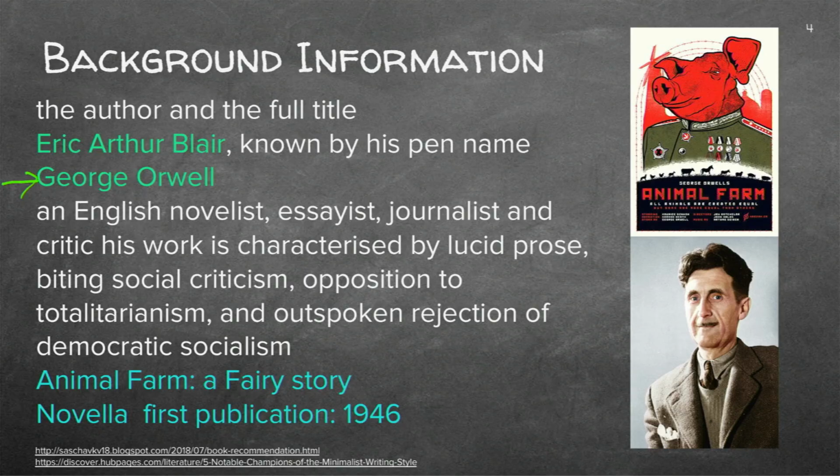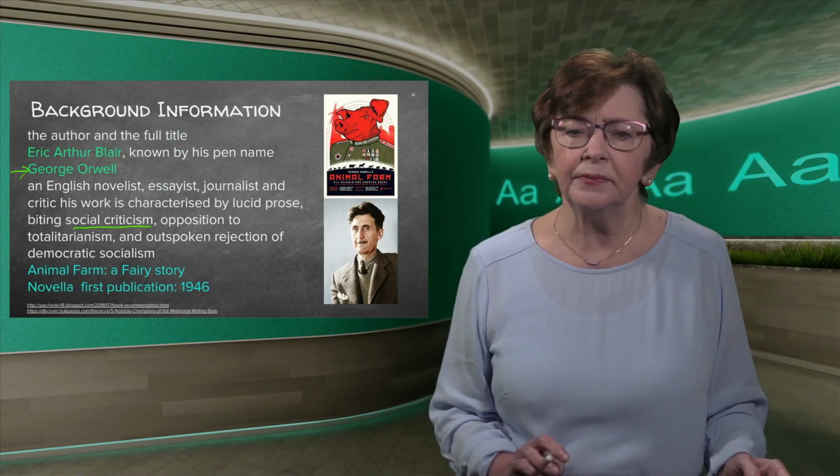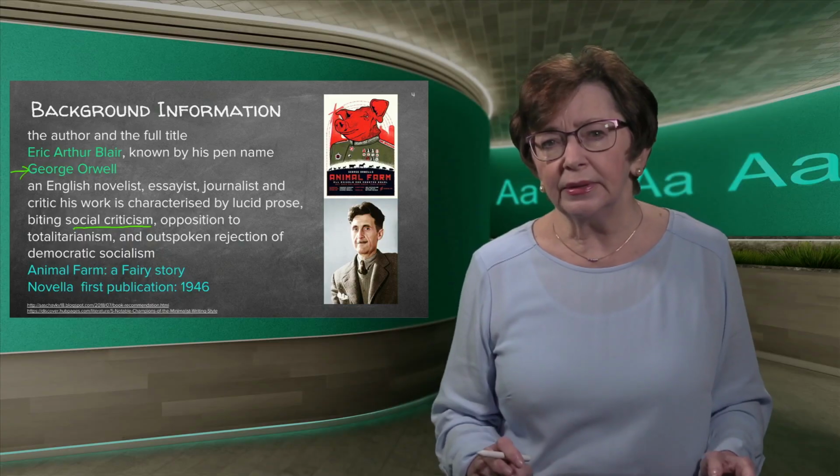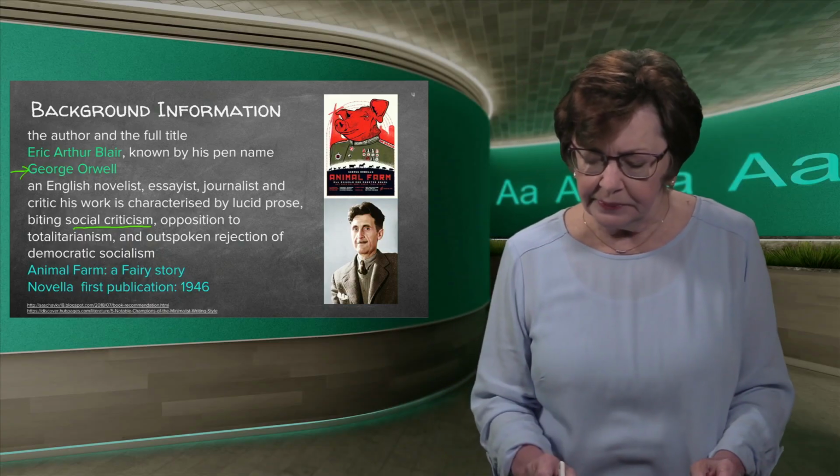He was an English novelist, essayist, journalist. You should know that he did a lot of political writing. Another book that you might have heard about that he wrote is 1984. You might read all that background about the author. Just get some information about the author, because that's also going to help you to understand the book better. So his work is very well known as social criticism. He was opposed to totalitarianism. He also outspokenly rejected democratic socialism.